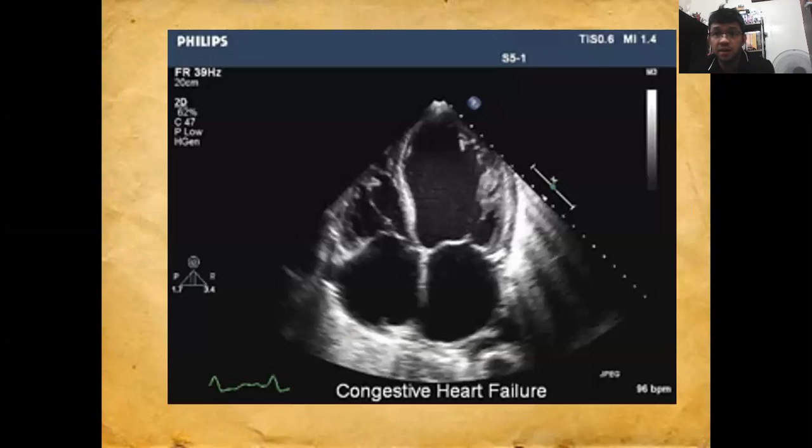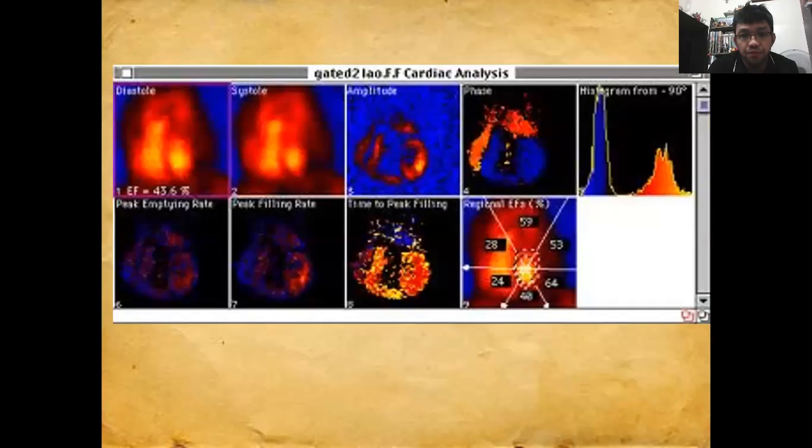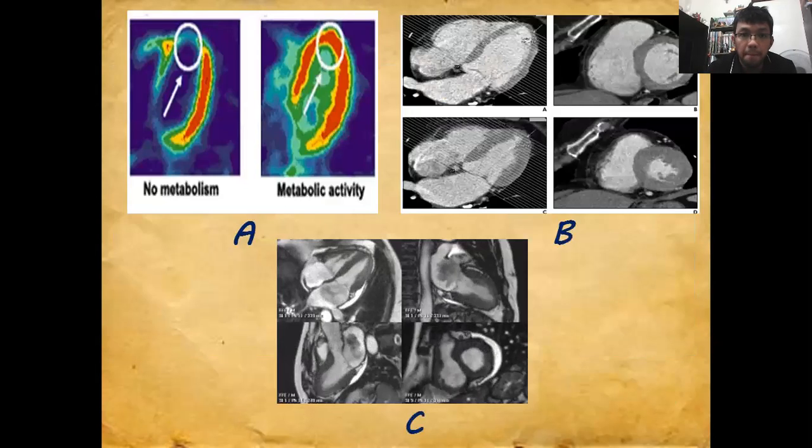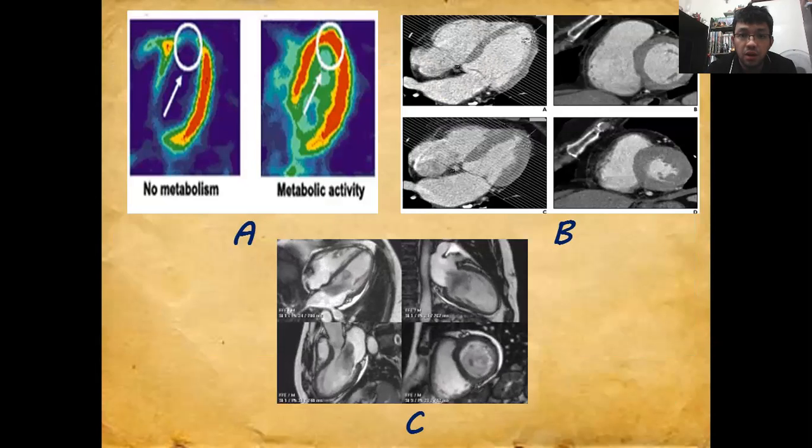So this is an example of an echocardiography with congestive heart failure. This is radionuclide imaging. So chest x-rays. You can see here there's cardiomegaly. So here are other tests that are done.